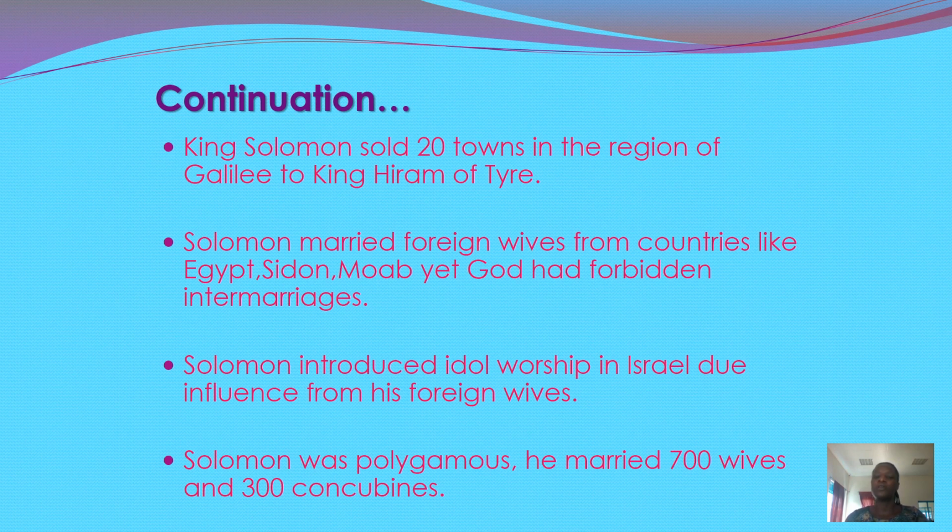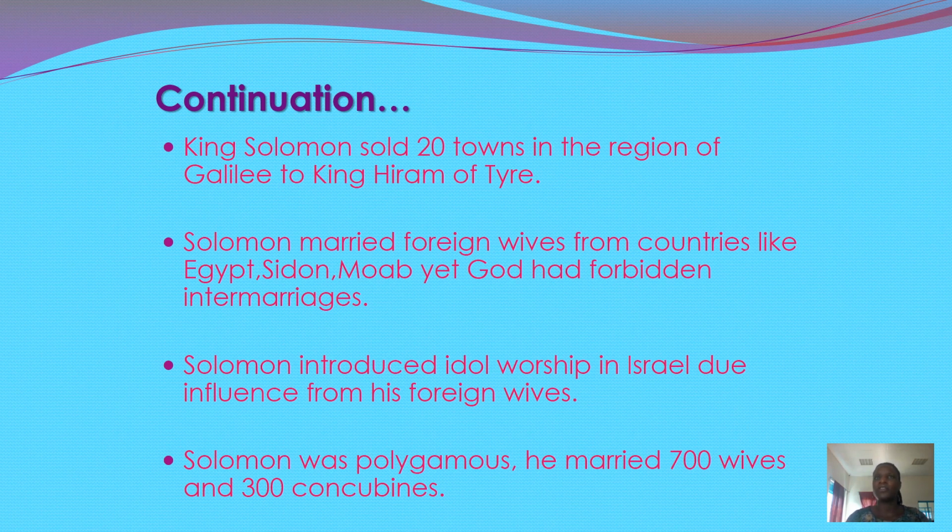Solomon's marriage to foreign wives was a weakness. He married women from Tyre, Sidon, Moab, yet God had forbidden the Israelites from intermarrying with other nations. This was a weakness. We are seeing Solomon introducing idol worship in the land of Israel due to the influence from his foreign wives. Yet as a king of Israel, he was supposed to promote the worship of one God and following of the covenant way of life.